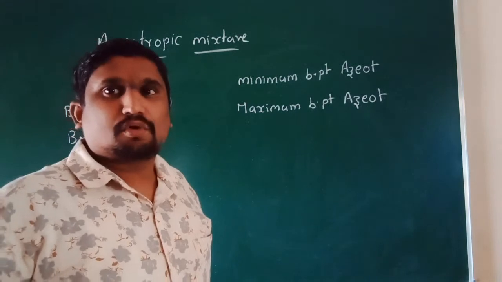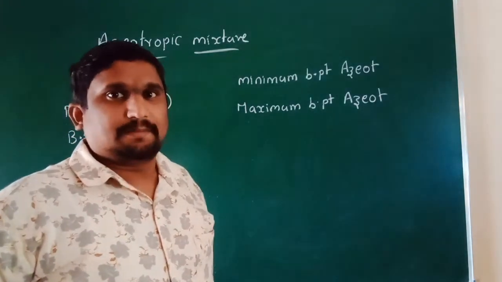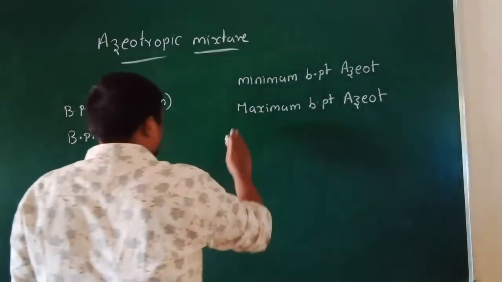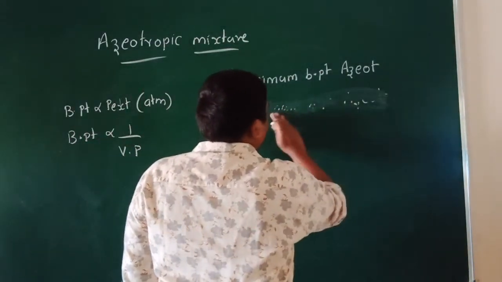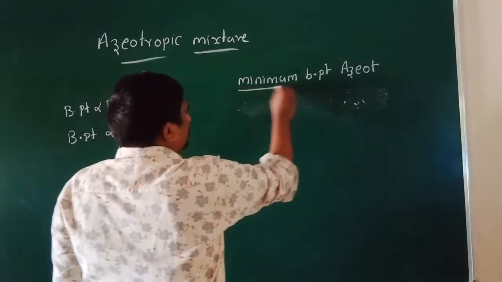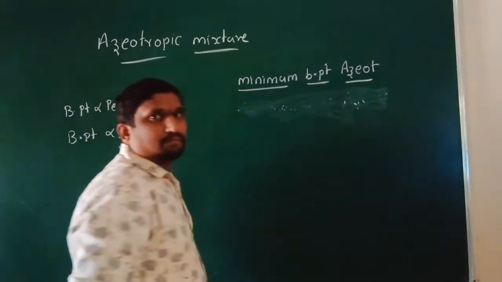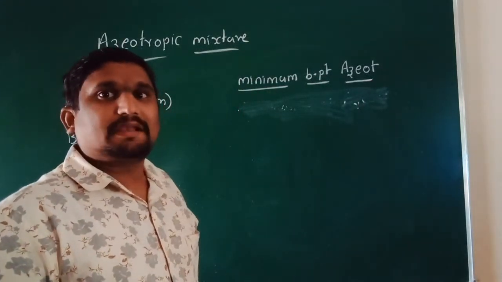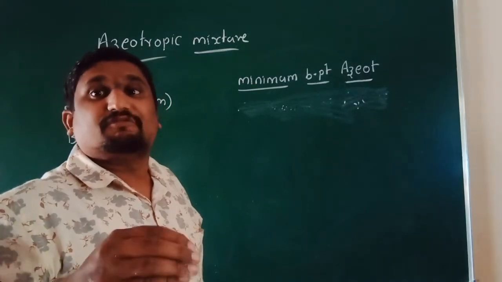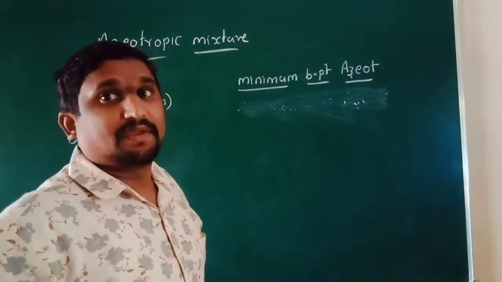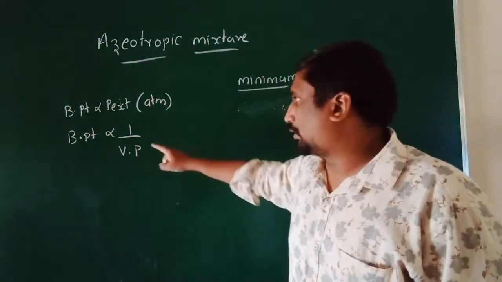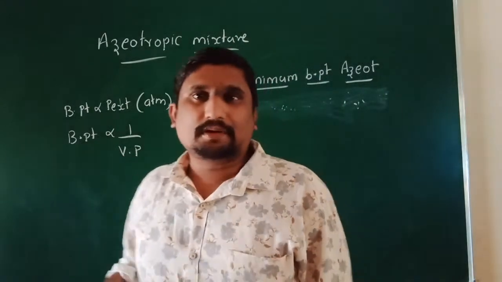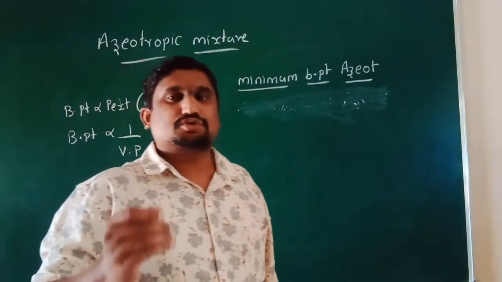Which kind of non-ideal solutions will give us the minimum boiling point azeotropic mixture? Firstly we are discussing the minimum boiling point azeotropic mixture. Apply this relationship, students: for the boiling point to be minimum, the vapor pressure should be maximum. Boiling point is inversely proportional to vapor pressure.